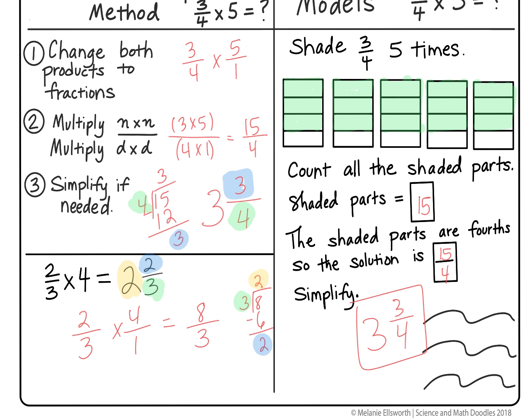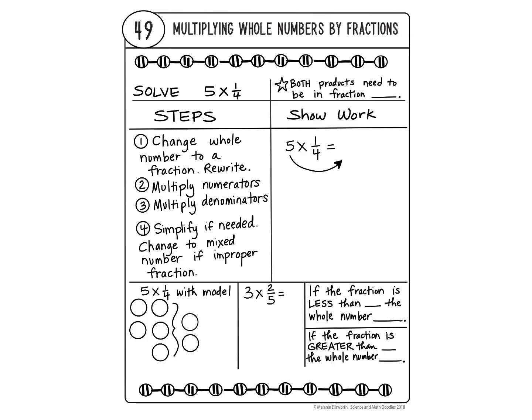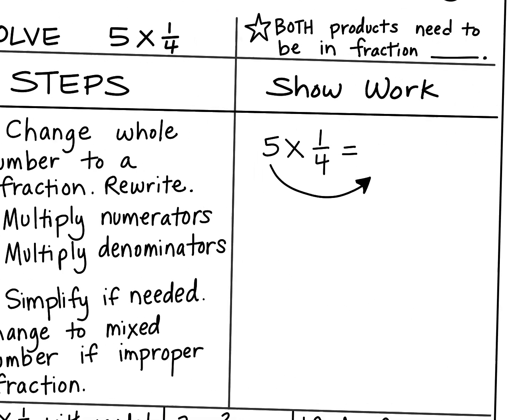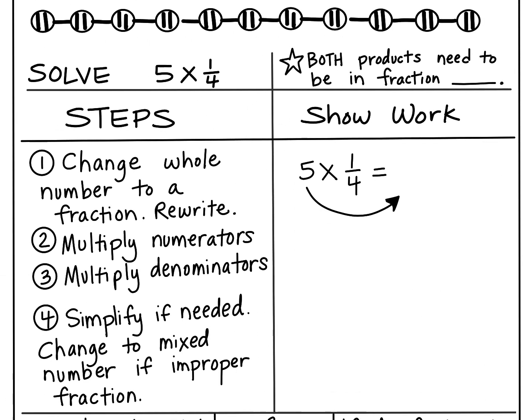The next thing that we're doing is multiplying whole numbers by fractions. So now we're flip-flopping where the whole number is and what that looks like. Okay, so same concept, so it's going to go pretty quickly. We are going to first change a whole number to a fraction. So I'm going to rewrite it because both products need to be in fraction form. Both products must be in fraction form. So I've got to change that whole number to a fraction.